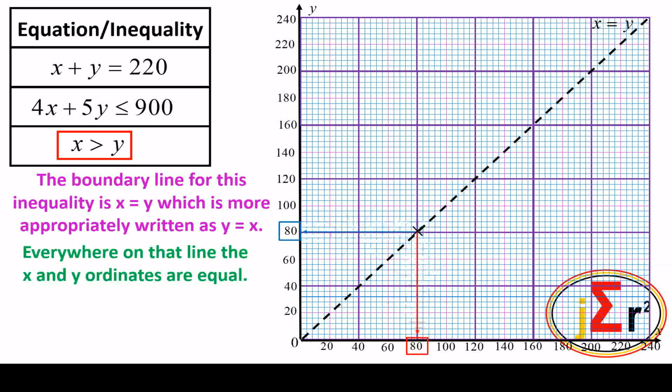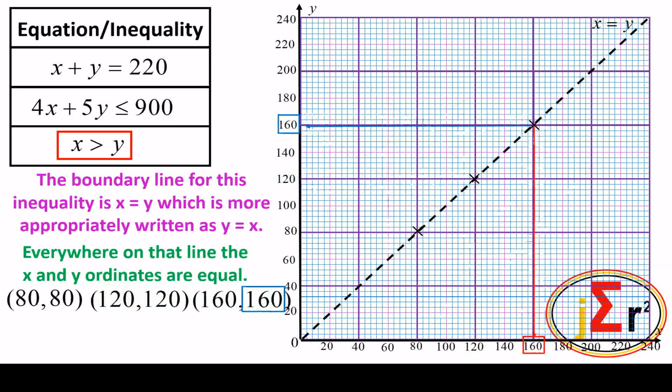X is 80, y is 80. We plot that point, it will be on the line. Also, x is equal to 120, y is equal to 120. We plot that point, it will also be on the line. And I am almost sure that the most important point will not be mentioned. X is 160, y is 160. If we plot those 3 points, the line should go straight through all of them, and that is why that line has equation y is equal to x.